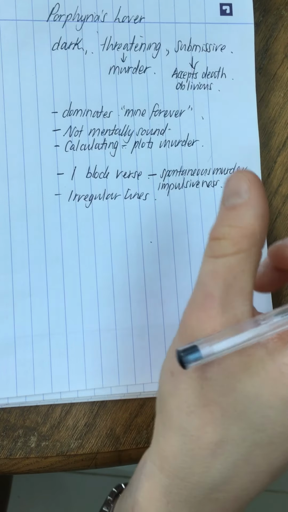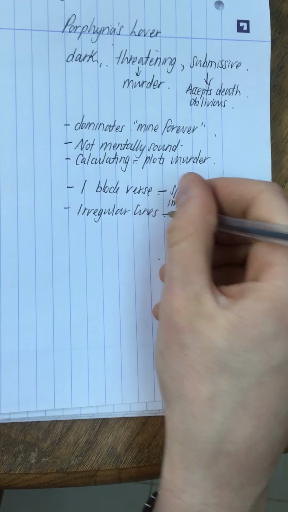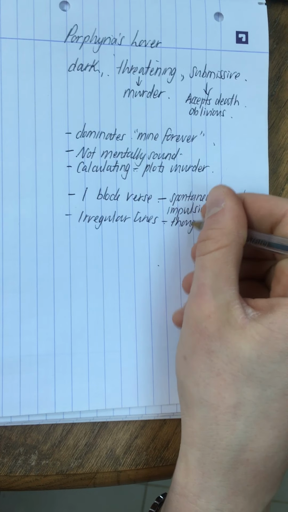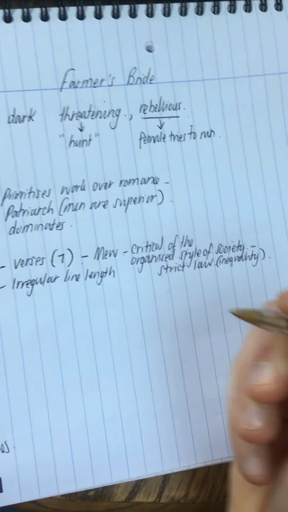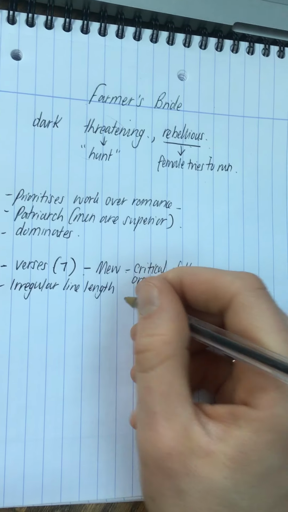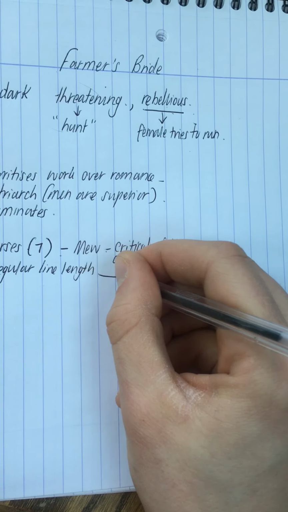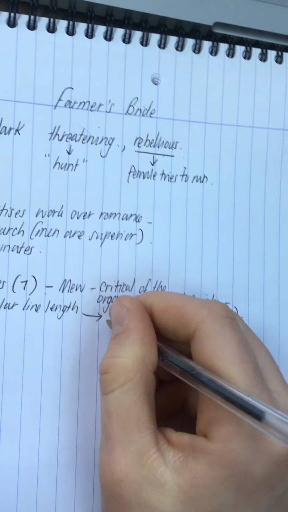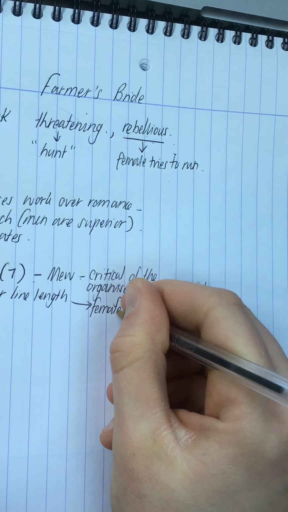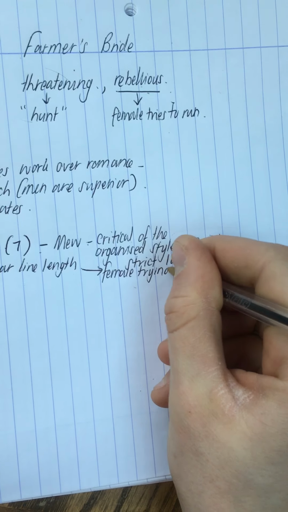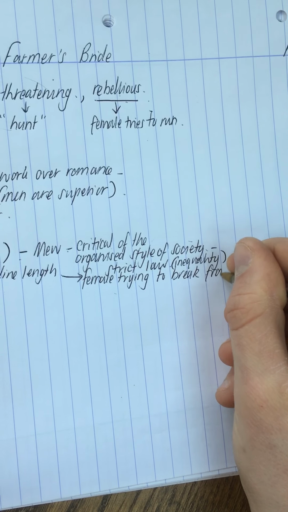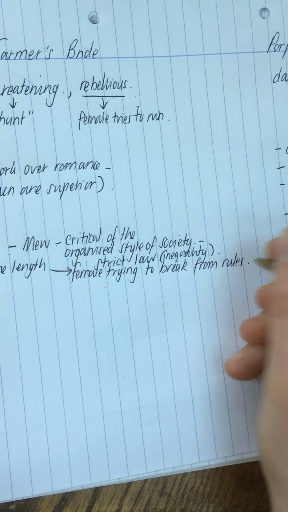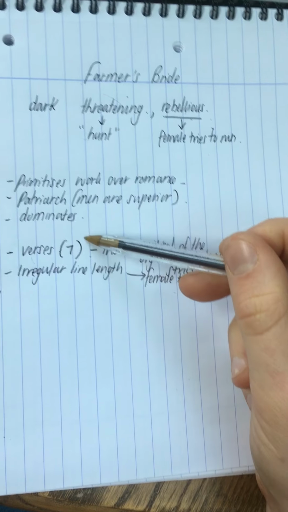So maybe Porphyria's Lover suggests that he's also quite disturbed. He thinks irregularly, so it could reflect his thought patterns. Whereas for me personally, the irregular line length here reflects the female trying to break away from the rules of society. Okay, so you have those organized verses.